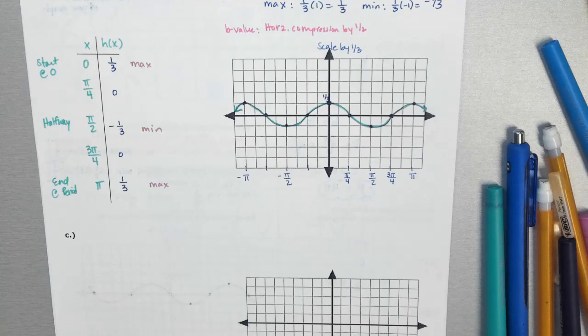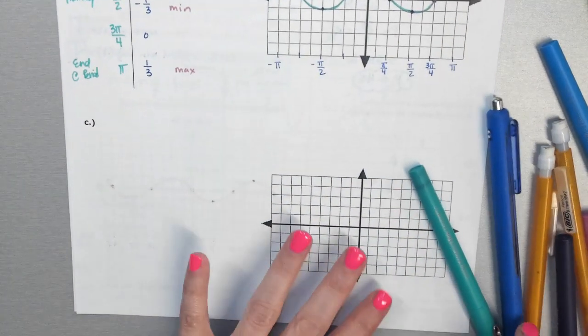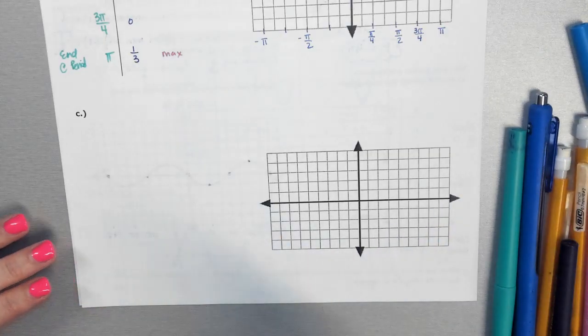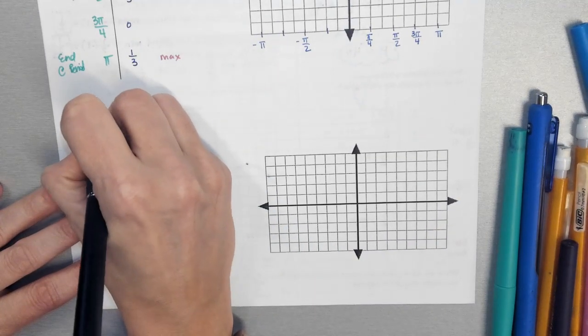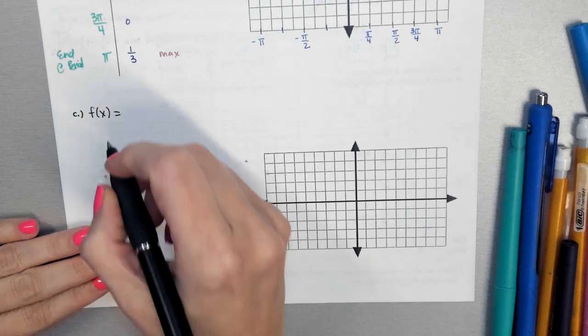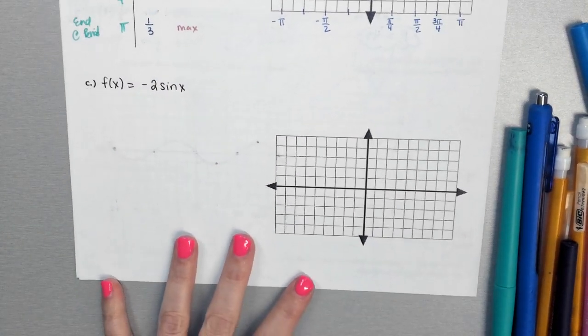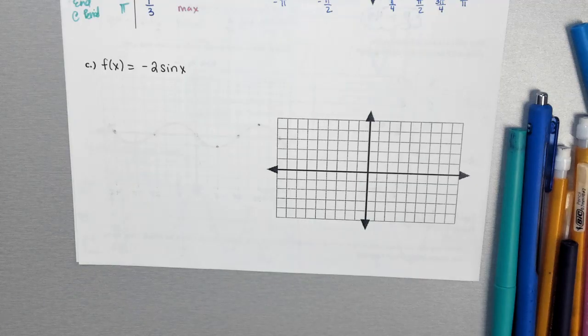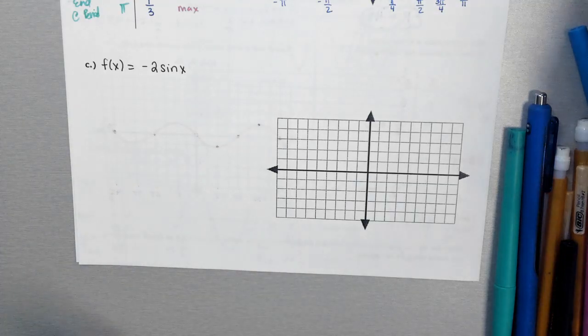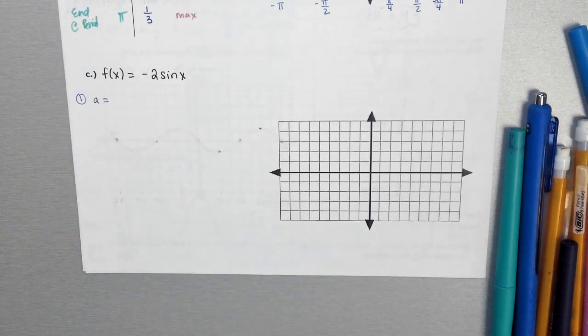Okay, so we're using these patterns, and you guys can scale this whatever you would like. Okay, and then I'm just going to help you come up with some scales that are going to be simple for you to graph, okay? So our f of x is equal to -2 times the sine of x. So our first step is always to find the amplitude and the period.